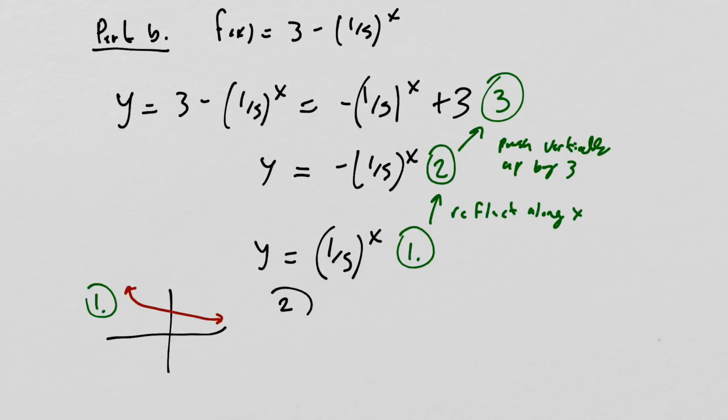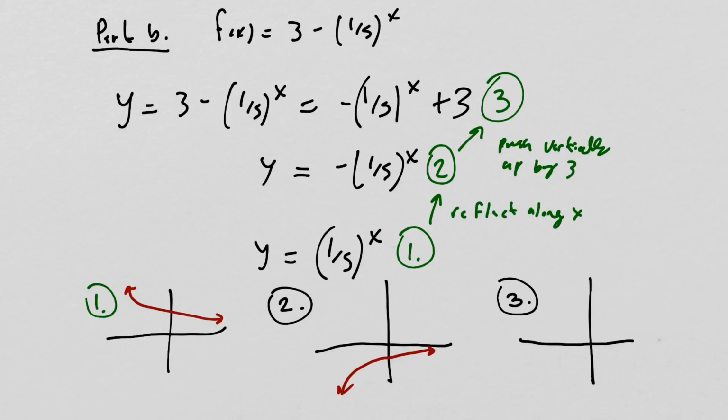Our second graph, again, we're going to reflect this across the x-axis, which means it's going to look something like this. And then in our third graph, we're going to go ahead and push vertically up by 3 units. Something like this. And this last graph here is the answer we're looking for.